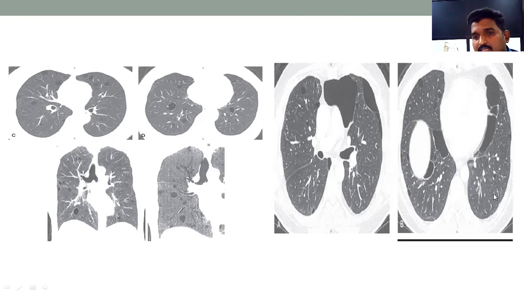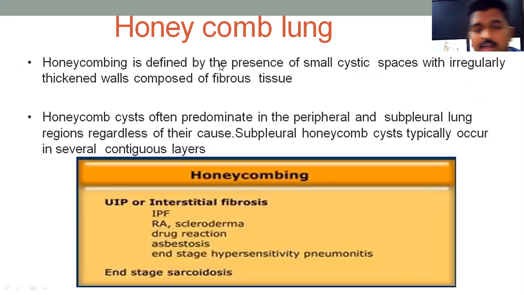Here you could see the cysts are large and bizarre. Of course, it's not ILD, it is a different disease, Birt-Hogg-Dubé syndrome, included in this slide just for completion. The most important thing that you should understand is the honeycomb lung. Honeycombing is one of the commonest presentations of any fibrotic ILD in the terminal stage. Honeycombing is defined as the presence of small cystic spaces with irregular thick walls composed of fibrous tissue.